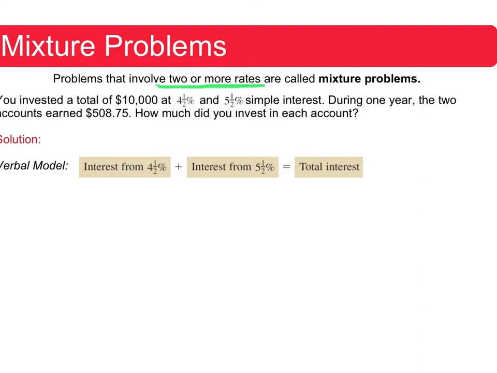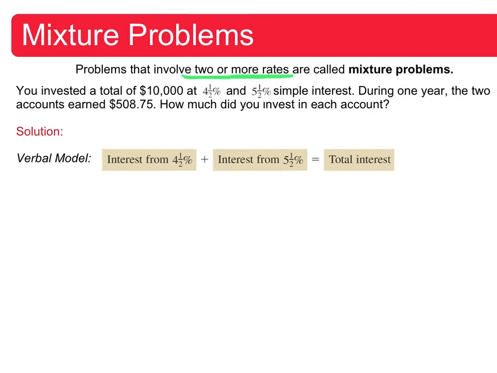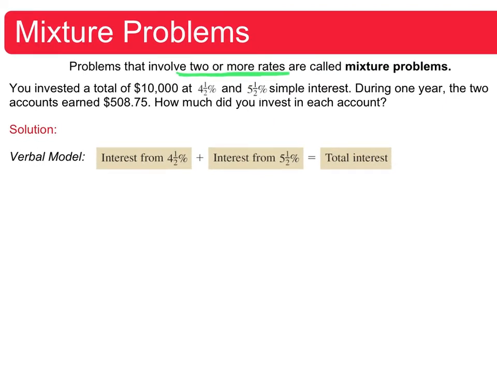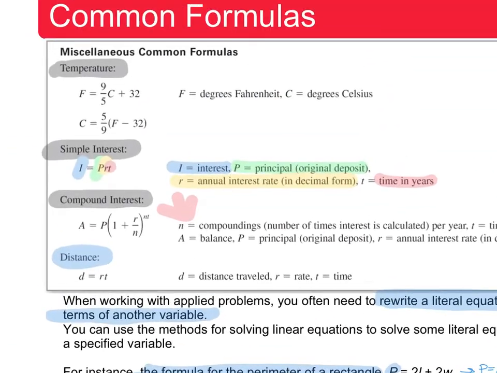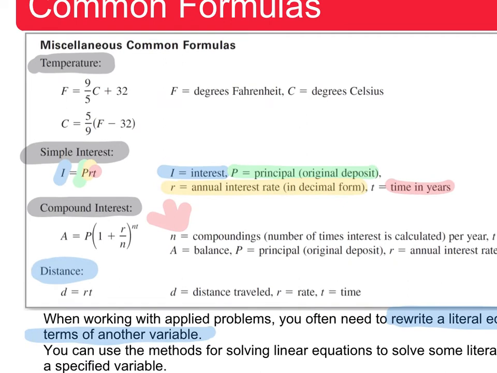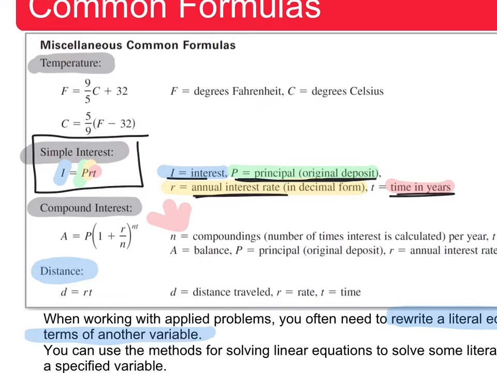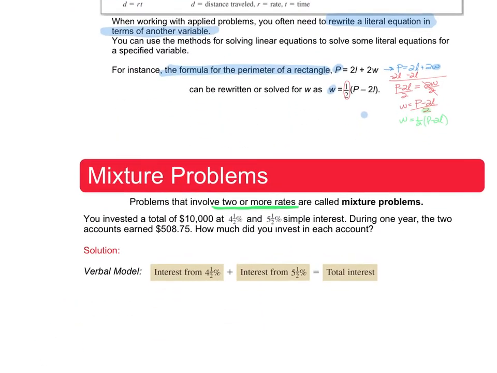So there's different ways to do mixture problems. We are going to work with simple interest. So first, simple interest is one of our equations that was given to us. So it is I equals PRT, where I is the interest, P is the original amount that you put in, or the principal, R is the rate, and T is the time. So we're going to use this formula in this mixture problem here.